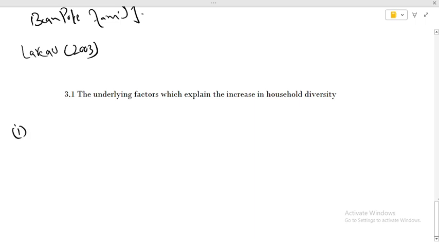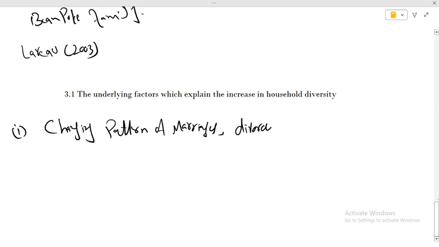Number one, changing patterns of marriage, divorce, and cohabitation. The long-term decline in marriage, or the increase in cohabitation or divorce, can explain many of the above trends. The fact that people are getting married later explains why there are more single parents and all this stuff.